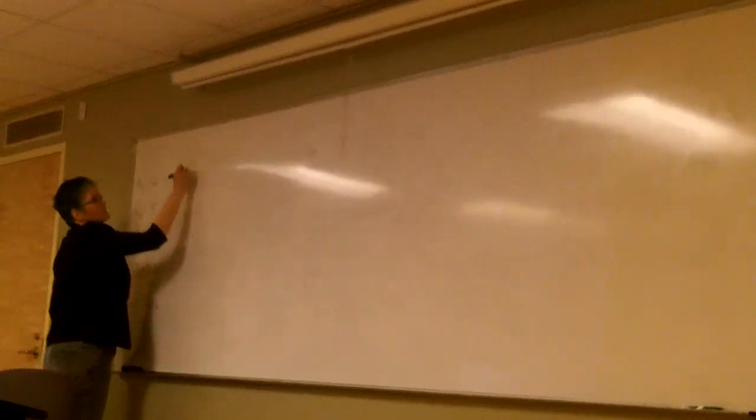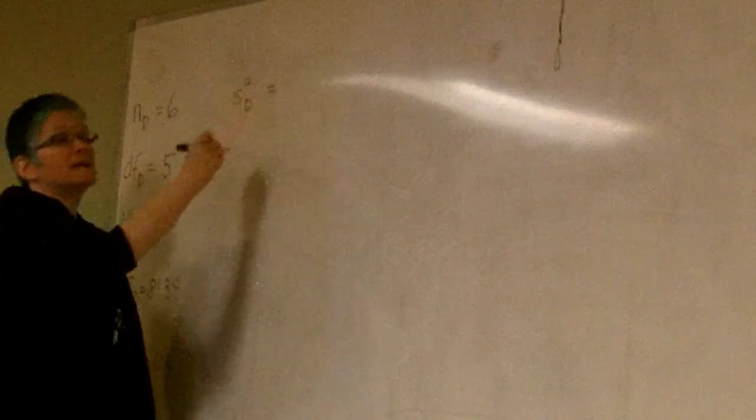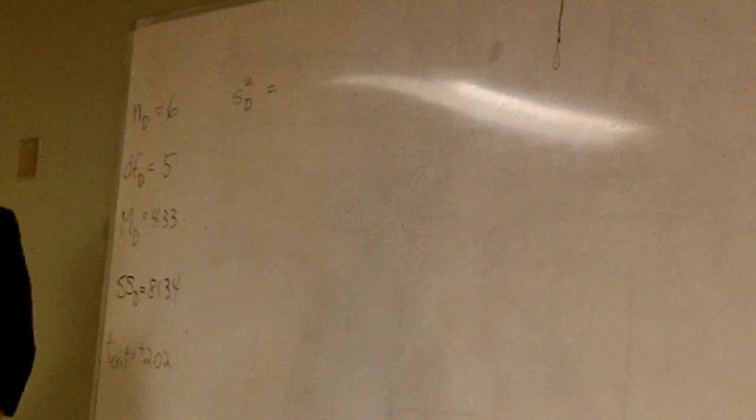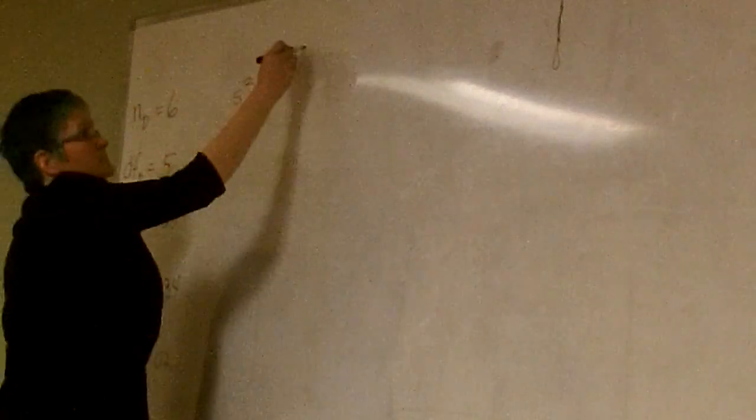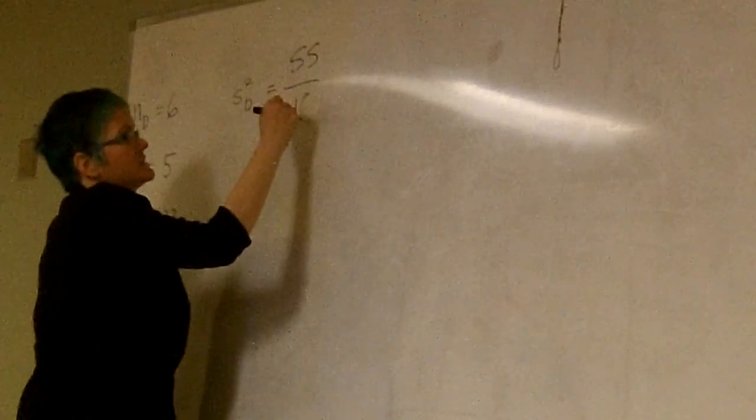First thing, we have to calculate sample variance of the difference. Now before, when we did this for pooled samples, it was sum of squares pooled over degrees of freedom pooled, right? That was how we got the pooled sample variance. And not surprisingly, I told you, sample variance is always sum of squares something over degrees of freedom something.